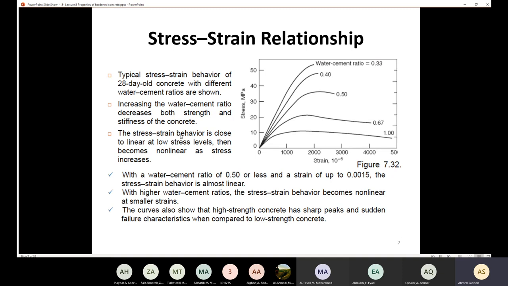And also the stress strain behavior is close to linear at low stress level. So here, if you have low stress level, then the behavior is going to be linear. And then when the stress increases, the behavior is going to be non-linear. So at low stress level, the relation is linear. When you increase the stress, then the behavior becomes non-linear.